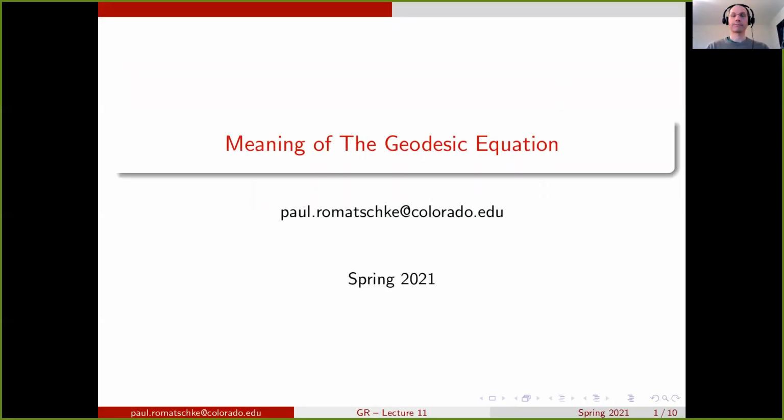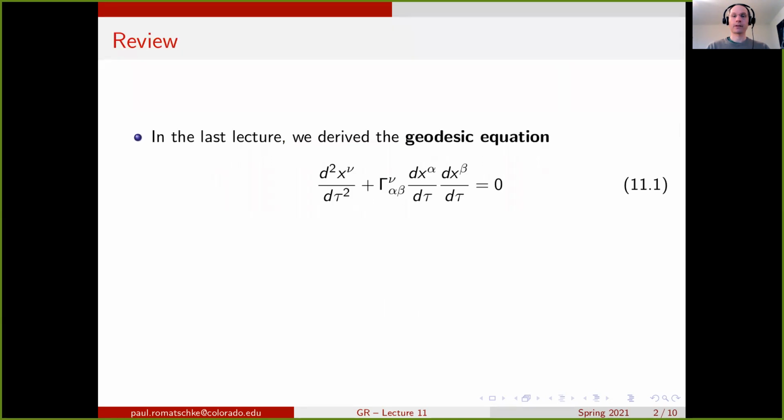Welcome to lecture 11. In this lecture, we will investigate the meaning of the geodesic equation that we derived in the last lecture. The geodesic equation takes the following form, which we found in the last lecture. It is the second time derivative of the coordinates x^ν plus Γ^ν_αβ times dx^α/dτ times dx^β/dτ, where dτ is the proper time element.